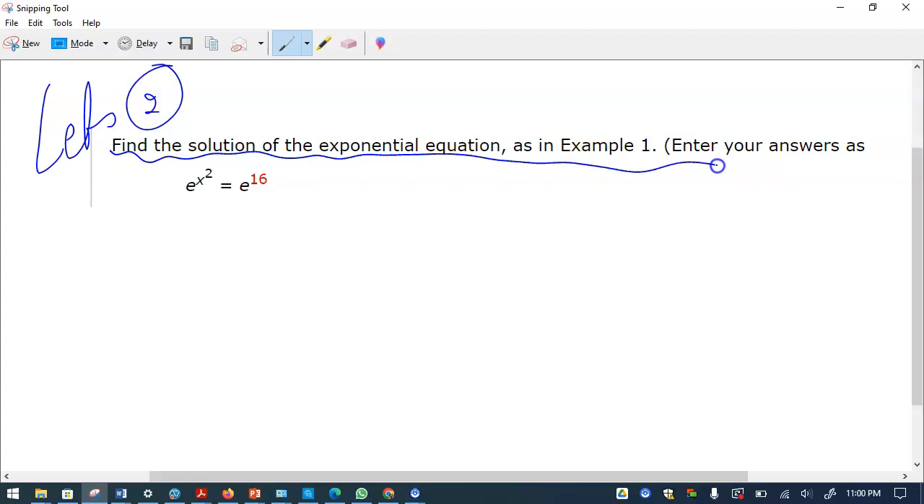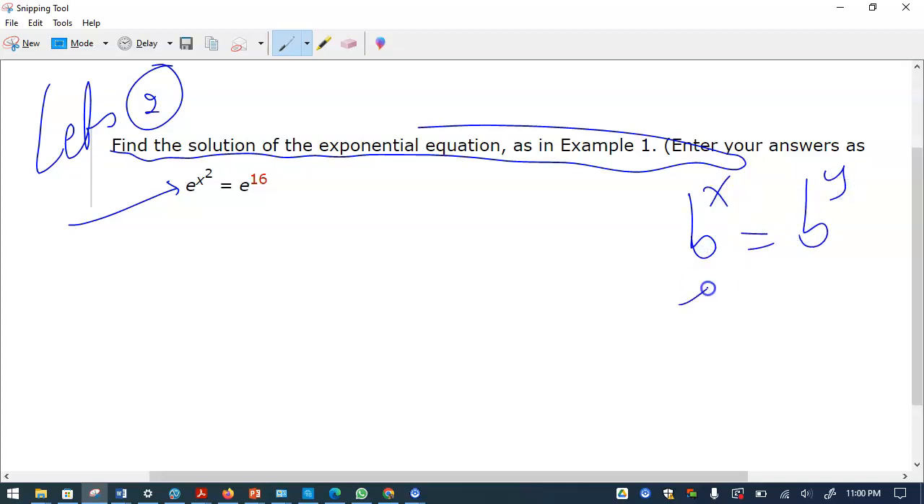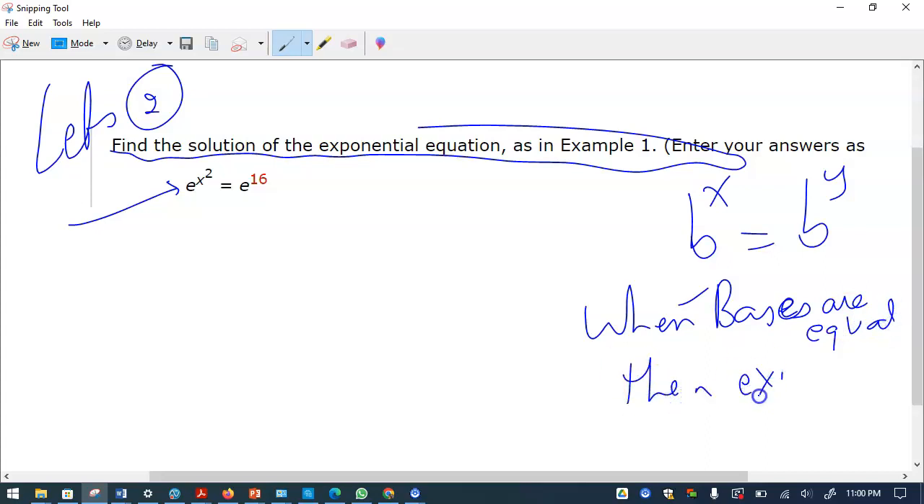Find the solution of the exponential equation. If you look at this, remember another thing I forgot in the last video. If you have b raised to x and b raised to y, when the bases are the same, are equal, then the exponents also have to be the same. And that's why we say you just cross out the bases and you write x equals y.